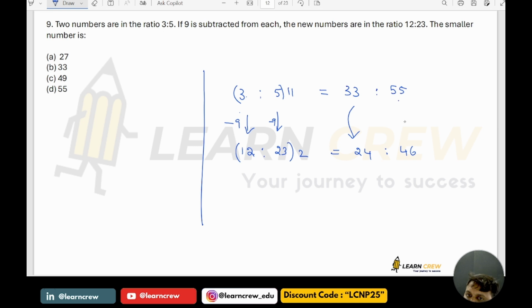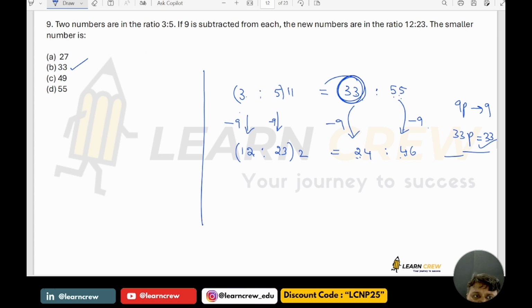So 33 is to 55 has become 24 is to 46 when each is reduced by 9. 33 becomes 24, reduced by 9. 55 becomes 46, reduced by 9 parts. This 9 parts reduction is because of 9. If 9 parts is 9, then the smaller number here is 33 parts, and 33 parts is 33. So the answer is 33. It is the shortcut. And see the procedure.